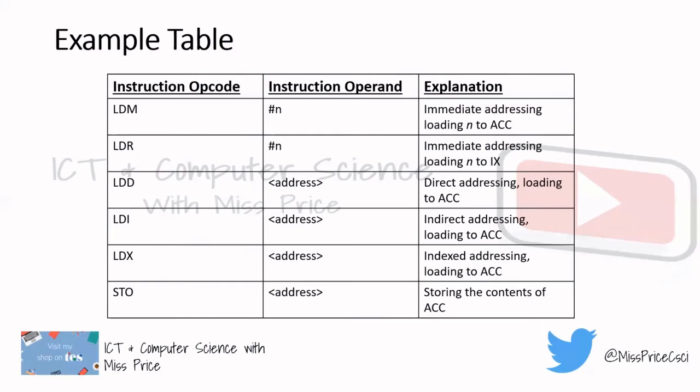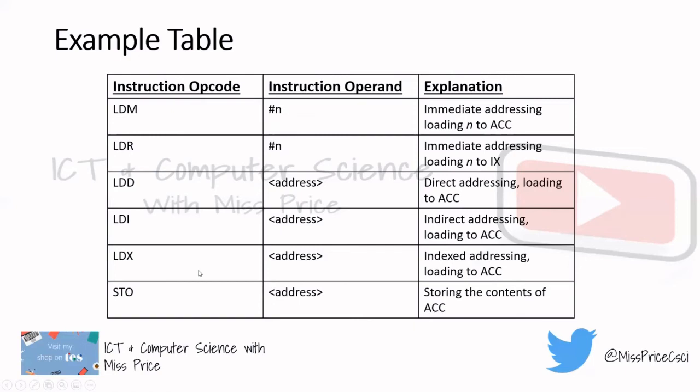So we've got our instructions here. Now, you've got your LDM, which is immediate addressing and loading. So it will load, say, an N, which is 0011100001, to the accumulator. Then you've got an LDR, which is an immediate address loading, and it's going to move it from one place to another. Then you've got your LDD, it has an address, and that loads onto the accumulator. You've got your LDI, so it's an indirect address and load into the accumulator.